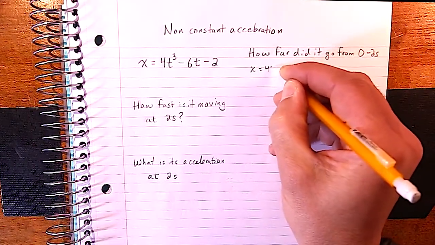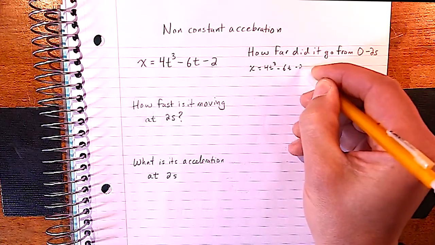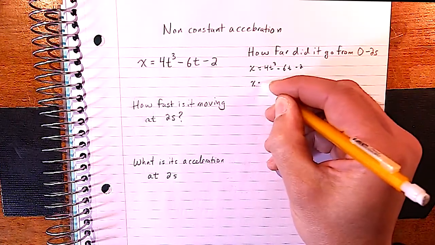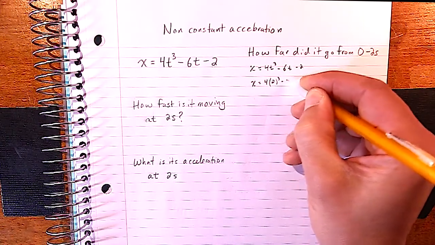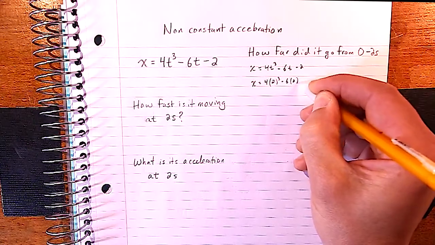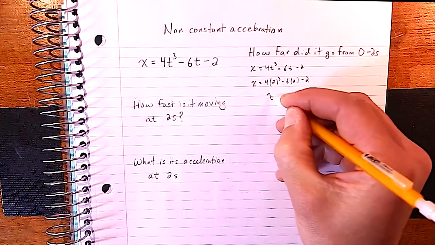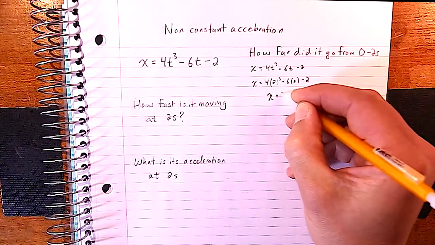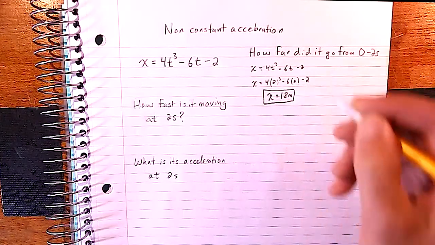So we have 4t cubed minus 6t minus 2. So how much time elapsed? That's going to be 2 cubed minus 6 times 2 minus 2. And if we do the math on that, we end up with 18 meters. So that's how far it traveled.